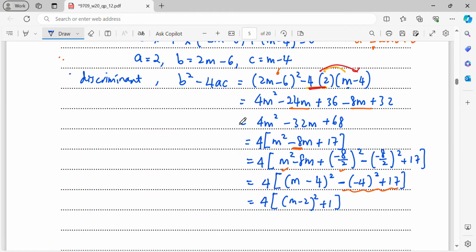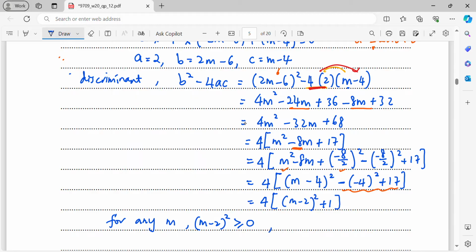Okay, then from here, I will just make the conclusion. So for any m, m minus 2 squared is at least 0, because we know that whenever you square, it will not be negative. But when m is exactly 2, you are getting exactly 0.